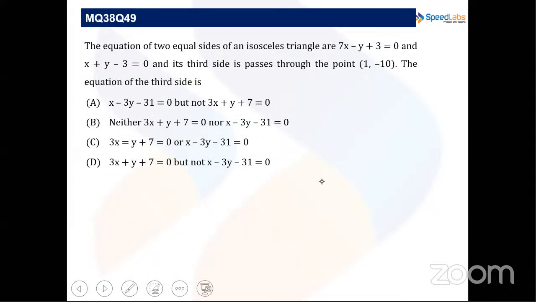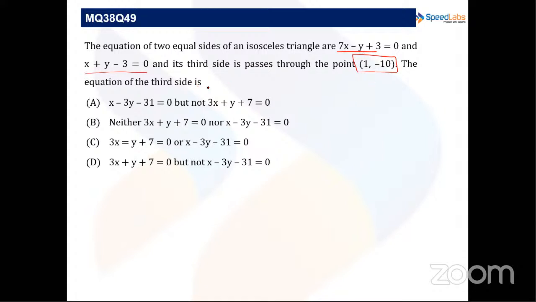Moving to our next question, we have to find the equation. We are given that the equations of the two equal sides of an isosceles triangle are 7x minus y plus 3 equals 0 and x plus y minus 3 equals 0, and its third side passes through the point (1, minus 10).